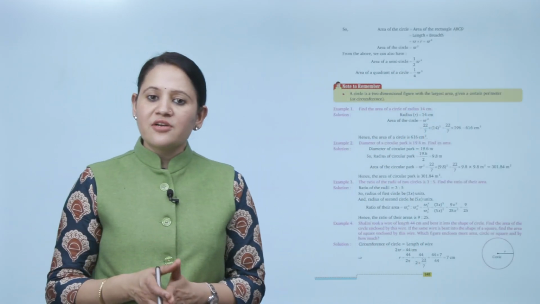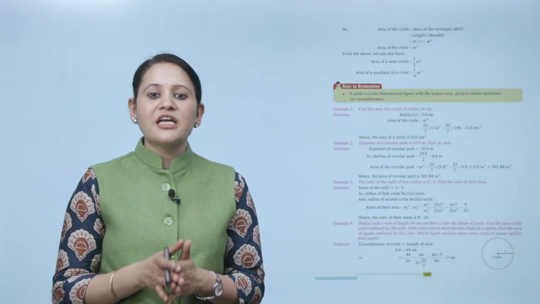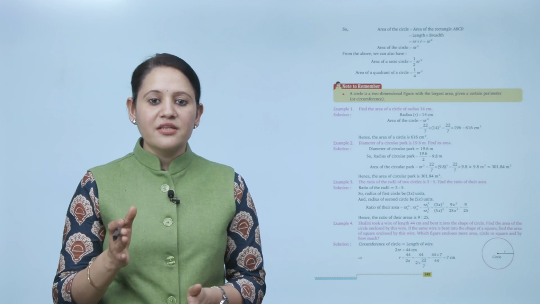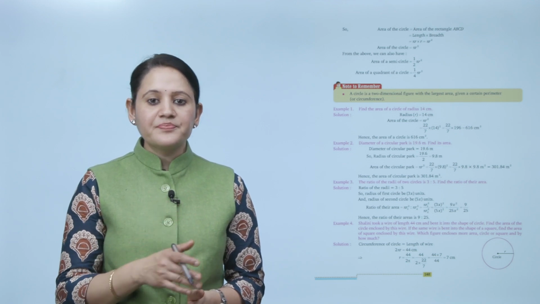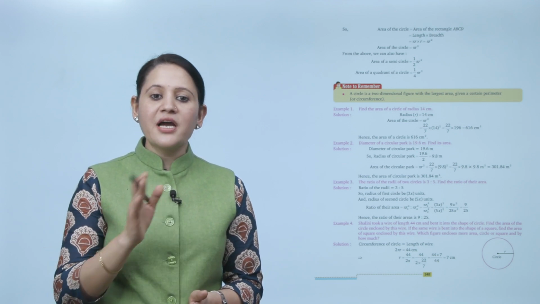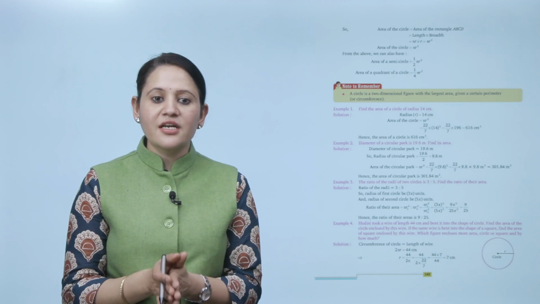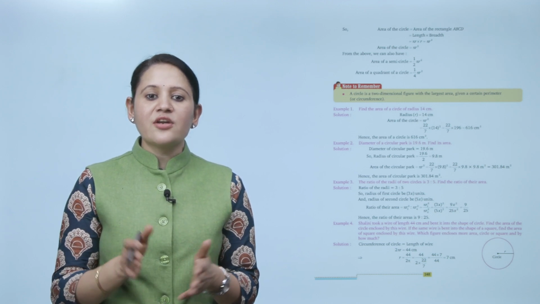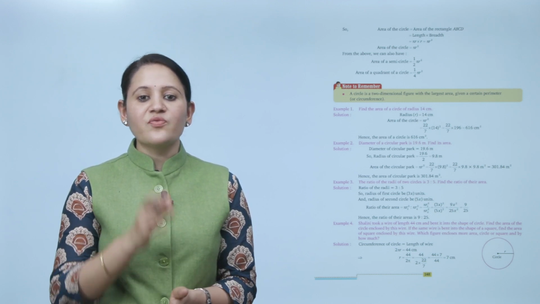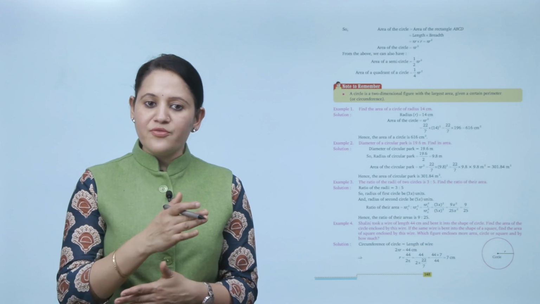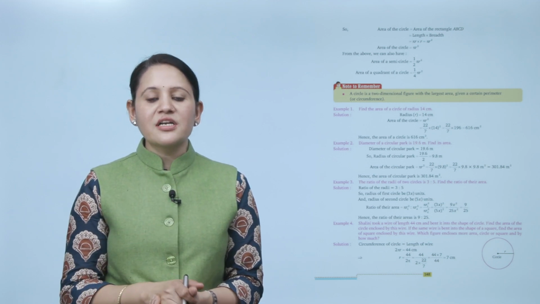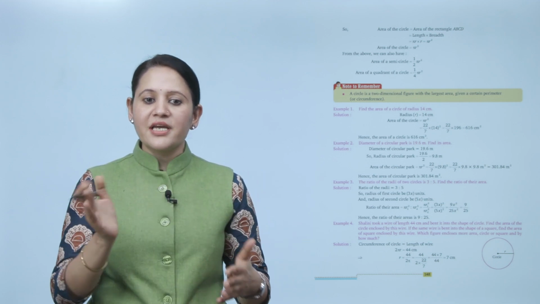So area of circle will be what? Area of rectangle ABCD, that is length into breadth. Length is equal to what? Pi r, and breadth is r. So pi r square, that is the area of the circle. From the above, we can also have area of semicircle, that is 1 by 2 pi r square, meaning half. Area of quadrant of circle, meaning 1/4 part, is 1 by 4 pi r square.